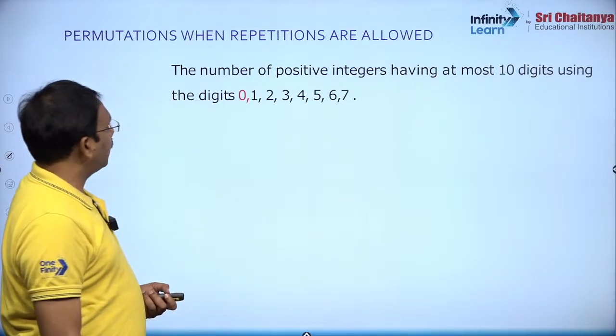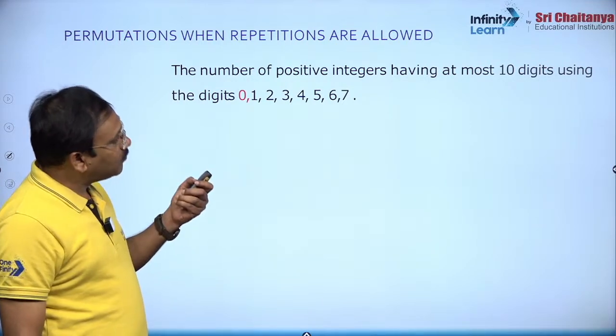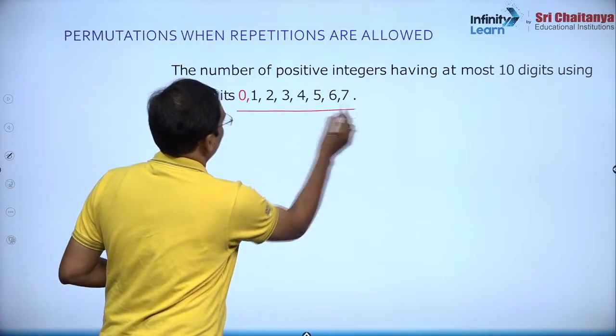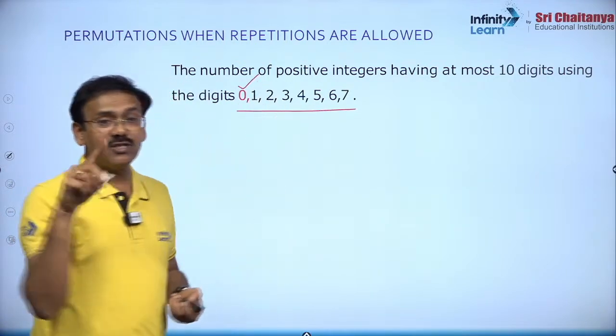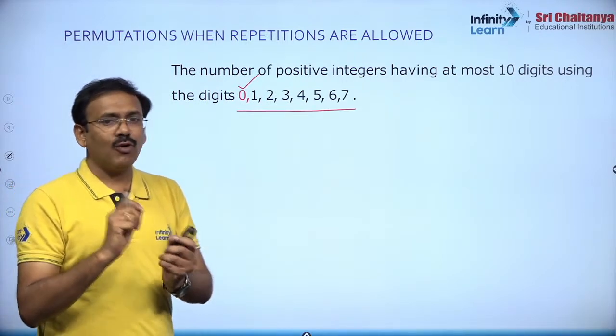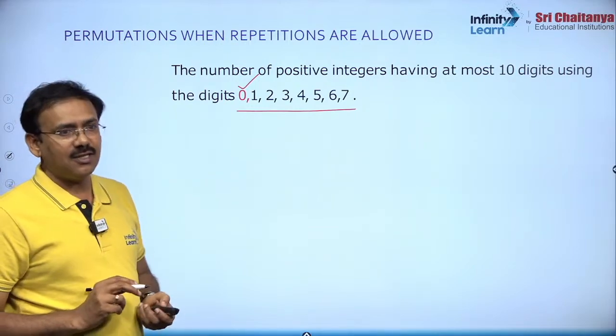Next, you see the number of positive integers having at most 10 digits using the digits 0, 1, 2, 3, 4, 5, 6, 7, in which 0 is also there. Please do remember. Just observe the difference from model to model. You see the number having at most 10 digits.